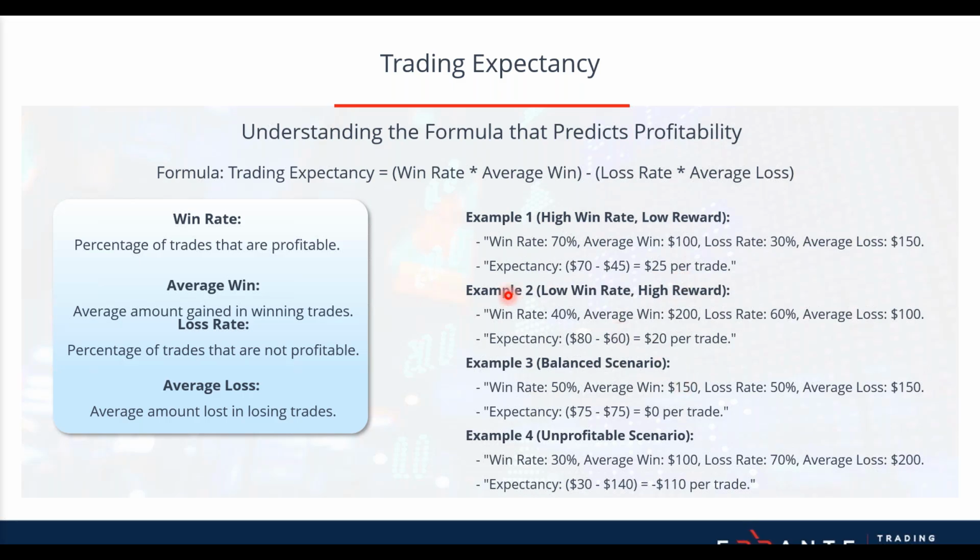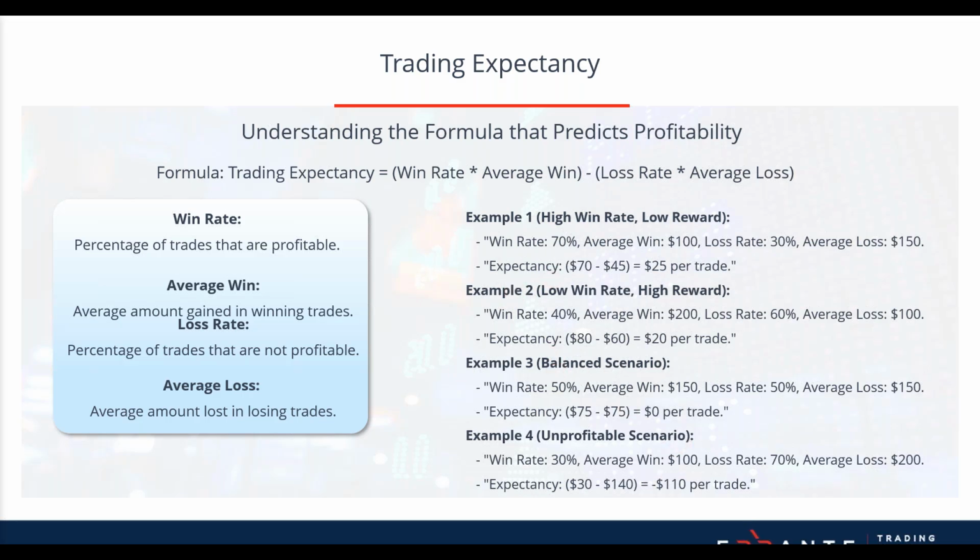And in example 2, let's look at a low win rate with higher rewards. Here, a 40% win rate with an average win of $200 and a 60% loss rate with an average loss of $100, resulting in trading expectancy of $20 per trade. This example shows how a strategy can still be profitable even with lower win rates, provided the wins are substantially larger than the losses.